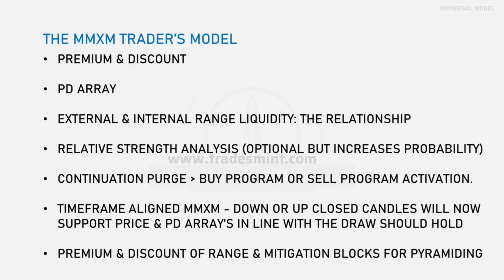The MMXM traders model. So we're going to go over a few points on this. We've got that premium and discount levels, right? The PD arrays, external and internal range liquidity, and the relationship between them. Then relative strength analysis. This is optional, but it will increase your probabilities. Then continuation purge, so a buy program or a sell program activation. Then time frame alignment with the market maker models, right? Down or up close candles will now support price, and PD arrays in line with the draw should hold. And then eventually premium and discount of the range, and mitigation blocks for pyramiding your trades.